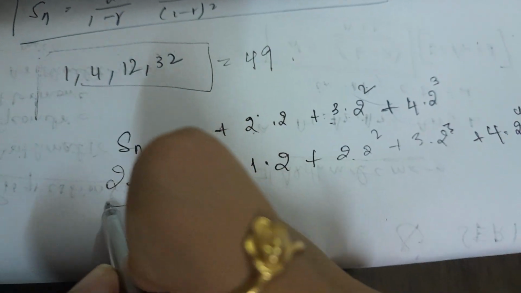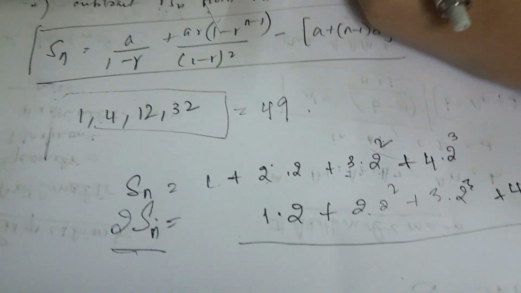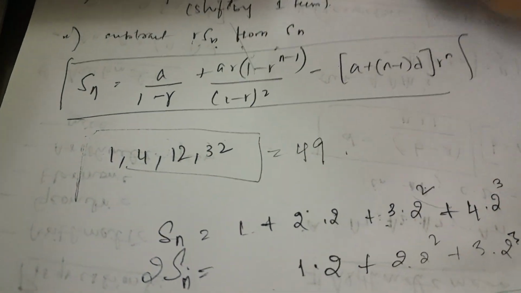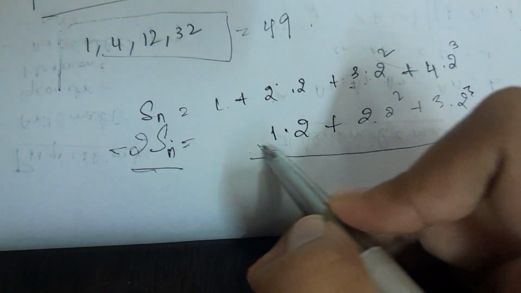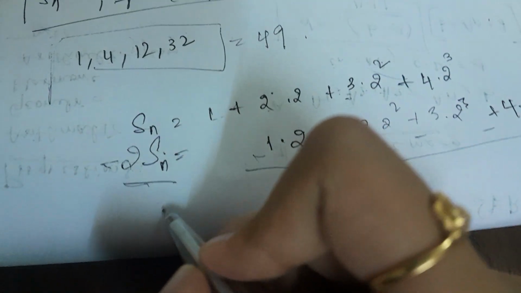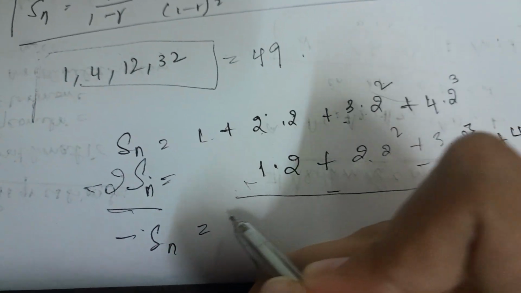Okay, now we're just going to subtract them like mentioned above. So you have to subtract this from the first equation. Let's do that. Basically that's a minus and a minus, minus, minus, minus. That becomes minus Sn equals 1.